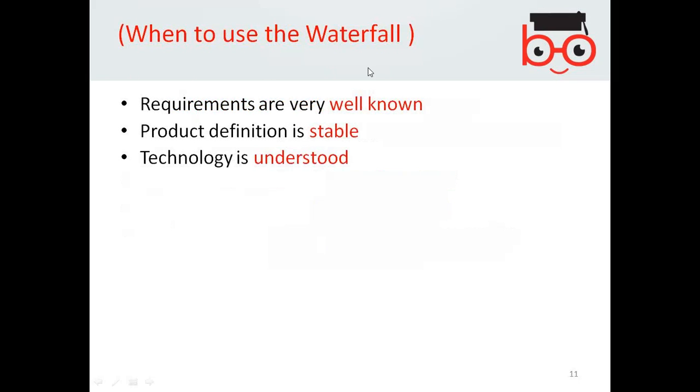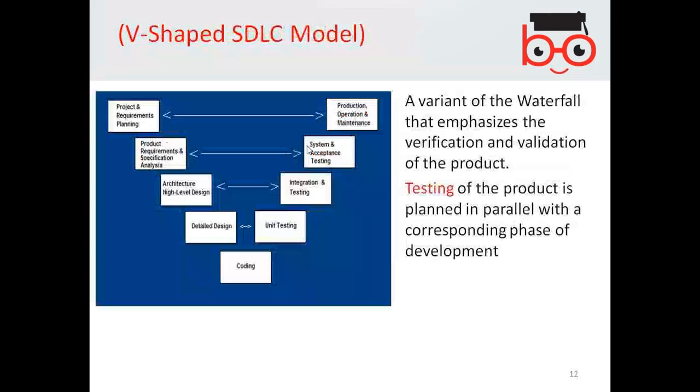When to use this waterfall model? When requirements are very well known, product definition is stable and non-changeable. I mean, it is not changing that frequently, and technology is understood. You select the technology, whatsoever you want to do, and you should not have any problems with the technology as well. So that's about the waterfall model.